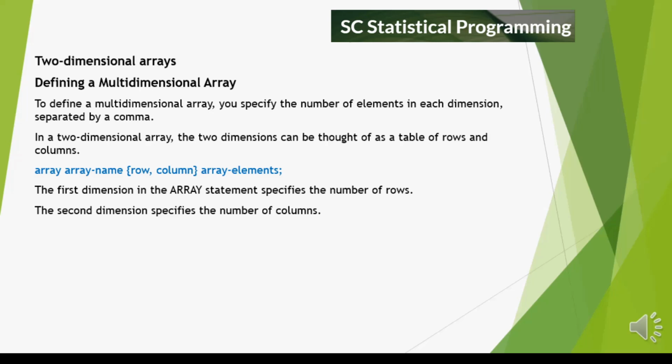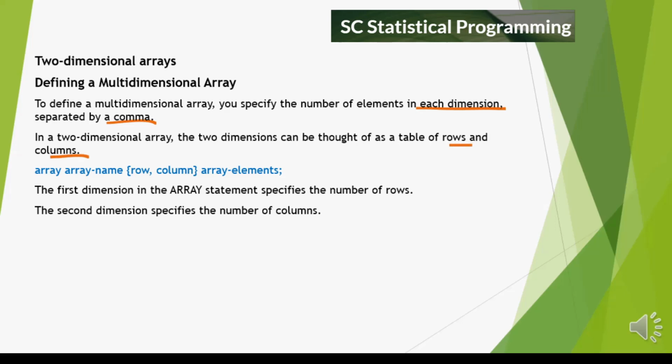So far, we have learned how to use one-dimensional arrays. In this video, let's look at how to define and use two-dimensional arrays, which are a common type of multi-dimensional array. To define a multi-dimensional array, we need to specify the number of elements in each dimension, separated by a comma. In a two-dimensional array, the two dimensions can be thought of as a table of rows and columns.